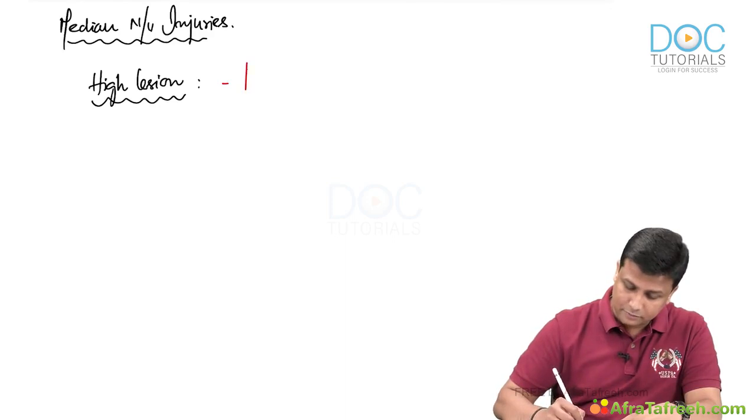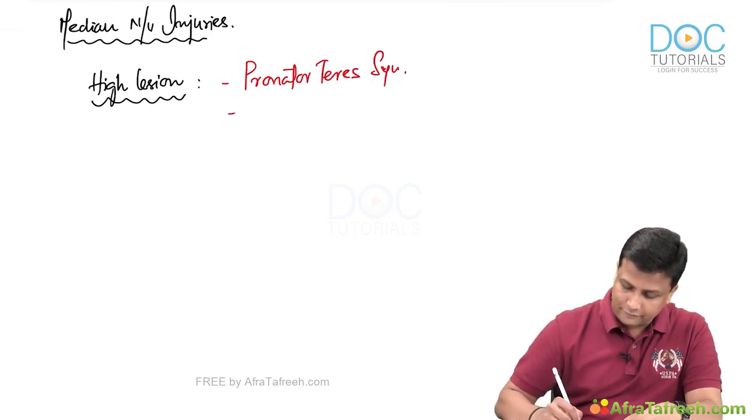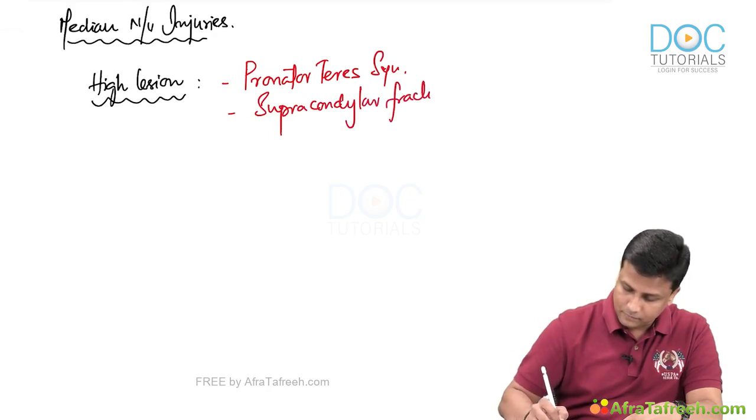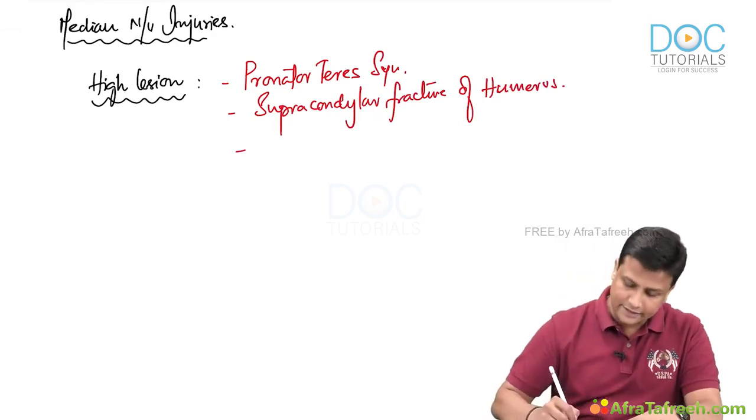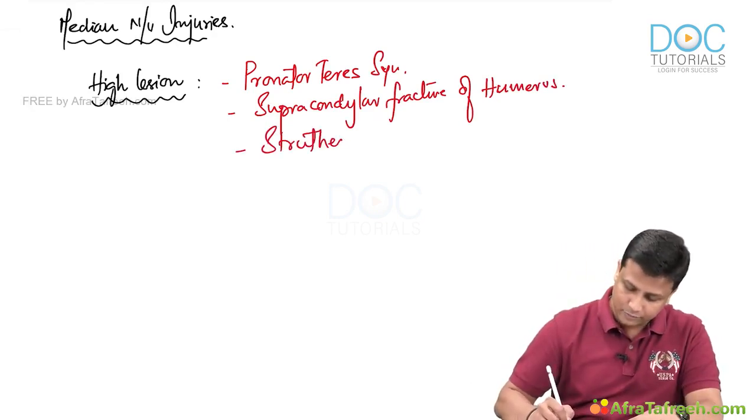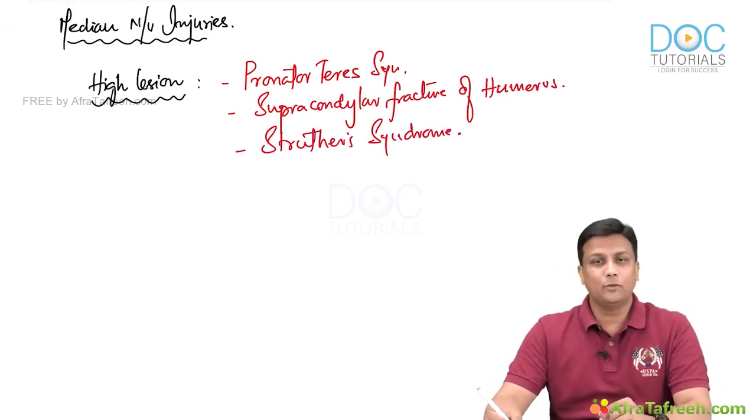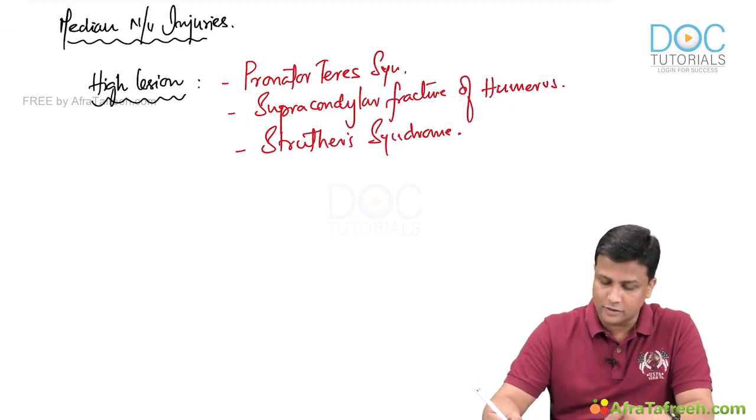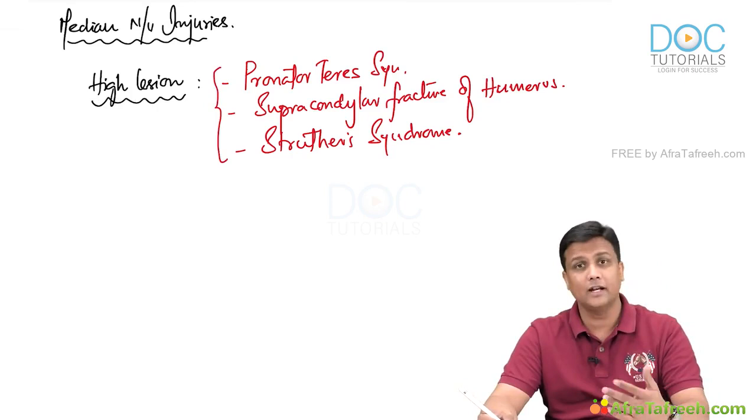Yes, it can be the pronator teres syndrome, number 1. And number 2, it can be a fracture, a supracondylar fracture. In a supracondylar fracture of the humerus, the median nerve will be involved. And number 3, that we have discussed in detail, that is Struthers syndrome. So pronator teres syndrome, or it can be due to a supracondylar fracture or Struthers syndrome. All of these will involve the median nerve, a high lesion of the median nerve.